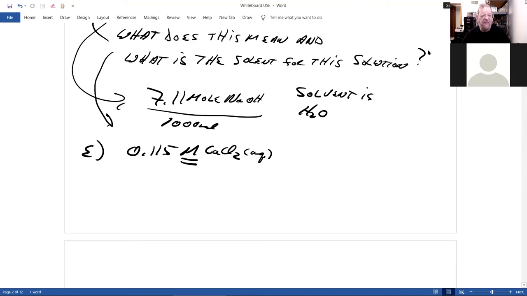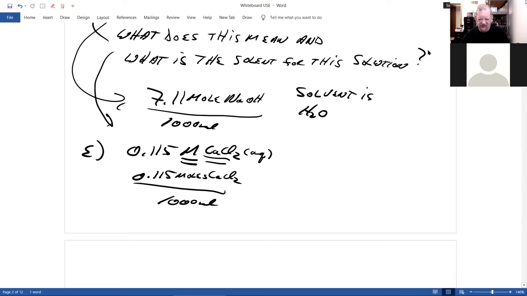Capital M, molarity. And that means I have 0.115 moles. And here's my solute, calcium chloride, per 1,000 milliliters of solution.